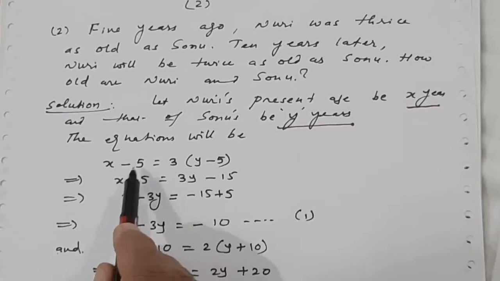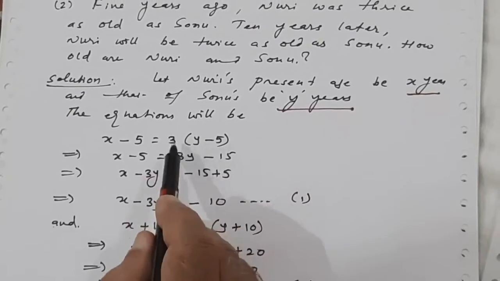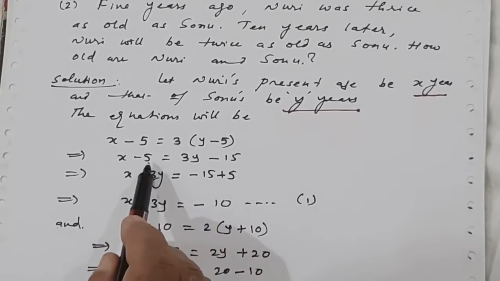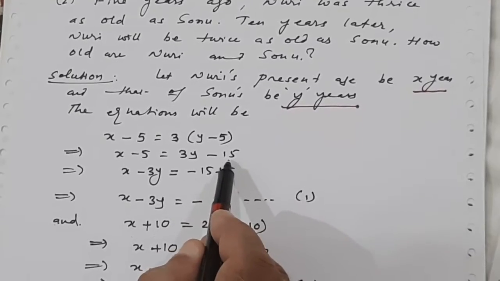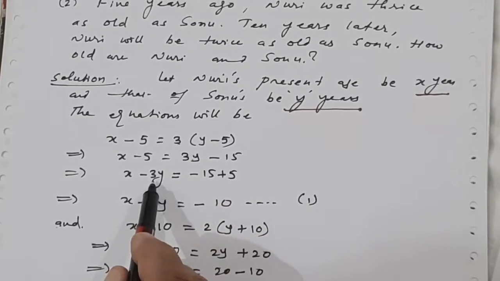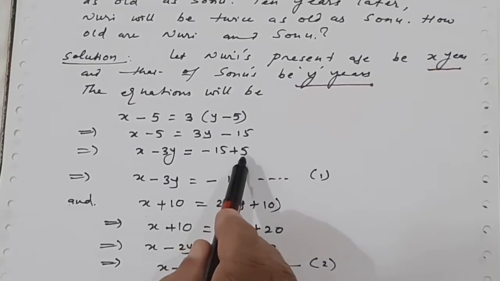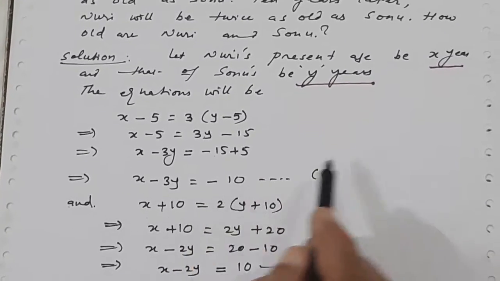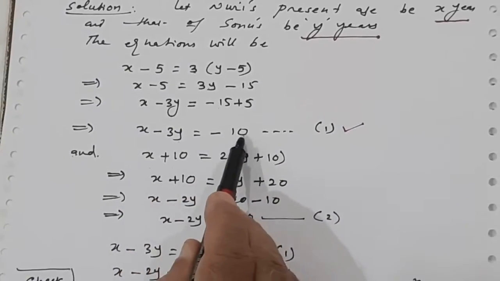Okay, so X minus 5 is equal to, Noori's age 5 years ago was 3 times Sonu's age. So 3 into Y minus 5. So X minus 5 is equal to, open the bracket, 3 into Y, 3Y, 3 into minus 5, minus 15. Arrange the terms. 3Y taken to the left hand side becomes minus 3Y. Minus 5 taken to the right hand side becomes plus 5. Minus 15 is already there. So minus 15 plus 5 is minus 10. So this is your equation 1. What is equation 1? X minus 3Y is equal to minus 10.